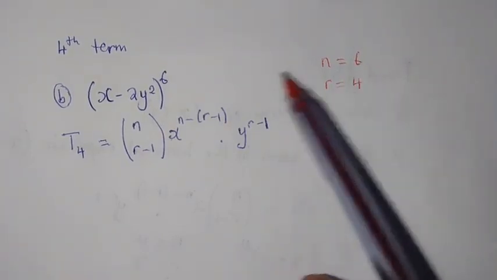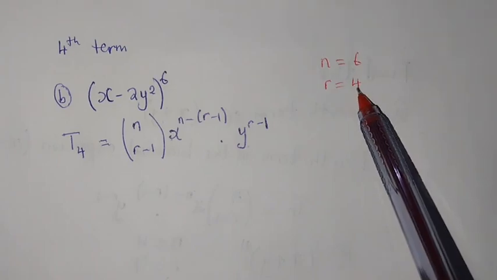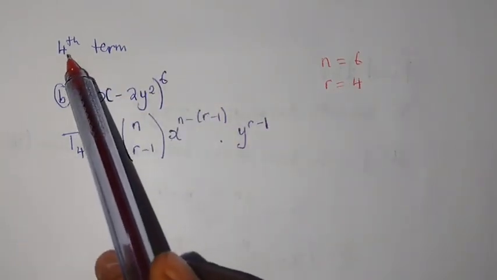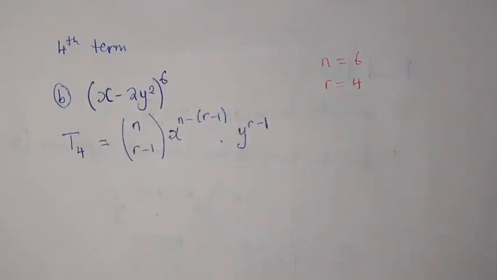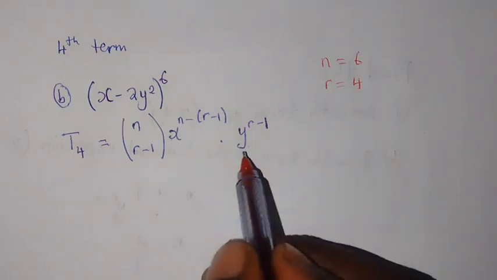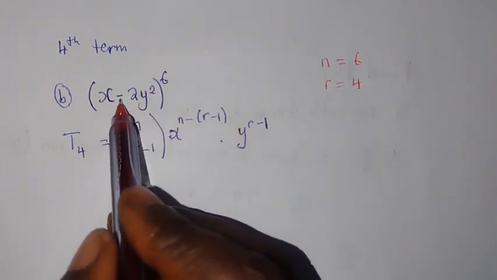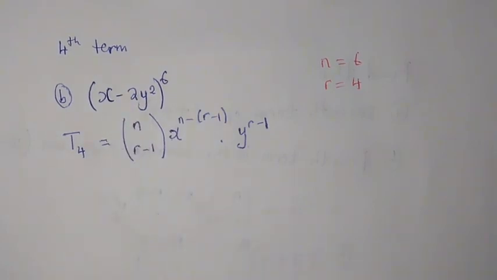So this 6 is the power, which is this one. 4 is the position of the term that we are finding, which is a 4 right here. r is equal to 4. Okay, so from here, this y is this one right here with its negative sign. I hope this is very, very important for you to take note of.